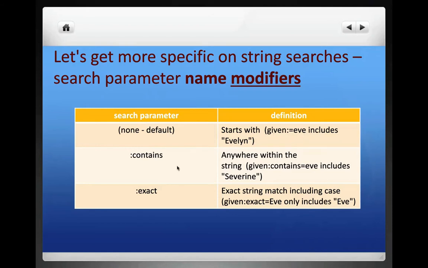We can do contains. So if you would like to do, for example, anywhere within a string, not just begins with or starts with, then you would use the contains modifier on the name. So now you've got contains Eve, but it's also going to find Severin. Or you can do exact. And exact means that every character has to be exact, including the case. So for example, uppercase EVE is only going to find Eve.